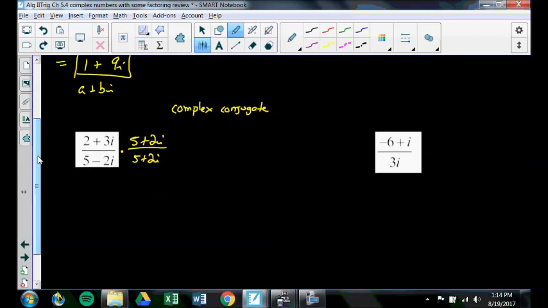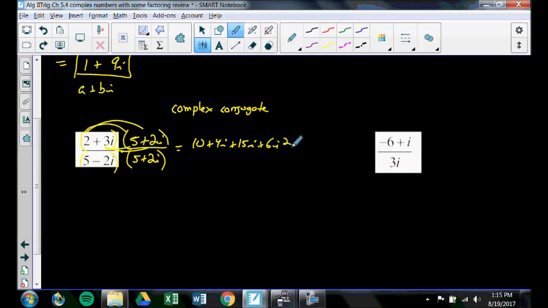And this conjugate idea is something that will come back again later for us to work with, so understand it now. Now I'm going to do distribution and foiling on top and bottom. I don't like the word foil, but that's what we call it, so I'm going to call it that. On top, 2 times 5 is 10. 2 times 2i is 4i. 3i times 5 is 15i. 3i times 2i is 6i squared.